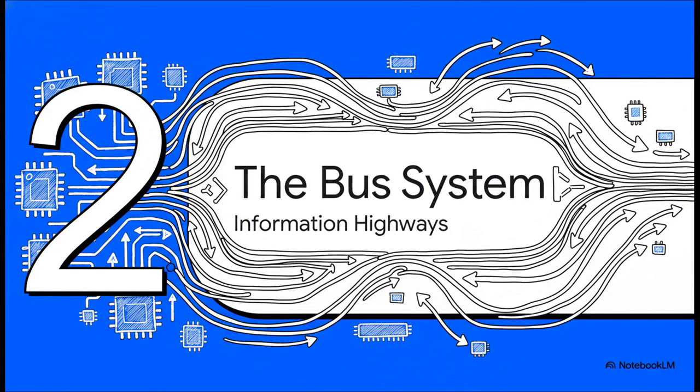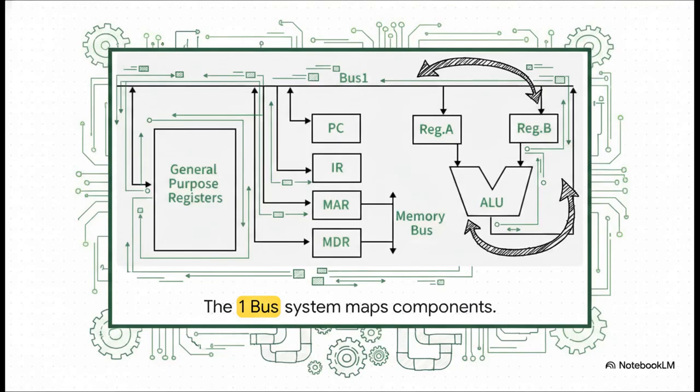Moving on to part 2, the bus system. Basically, the information highways of the CPU. Looking at a classic one-bus system architecture, it's pretty amazing how everything connects. You can see the general purpose registers, the program counter, the instruction register, and the memory address and data registers, all physically linked together along this one shared primary pathway called Bus 1. It's also perfectly set up so the ALU can grab data from register A and register B, process it, and immediately drop it right back onto that bus. It's just an absolute masterpiece of digital plumbing.